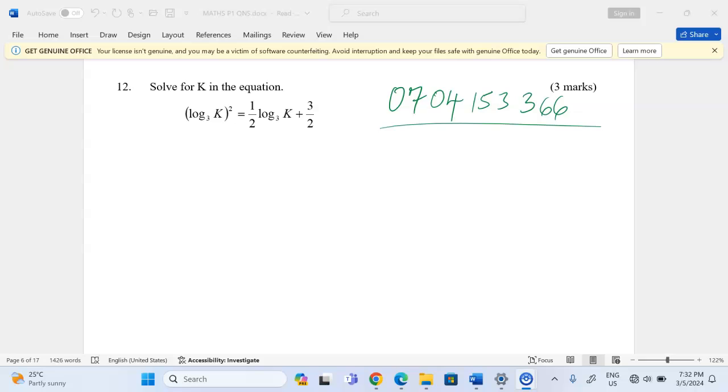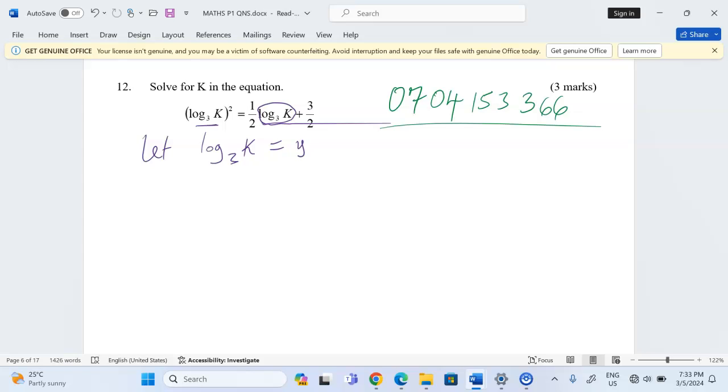So what we are having here is a logarithm equation, and we are to find the value of k. The first thing I would advise you to start with is, because the logarithm of k to base 3 is appearing at this point and also at this point, we can let it be a different unknown. We can let the logarithm to base 3 of k be a certain unknown, let's say y. So that at this point, we have y squared.